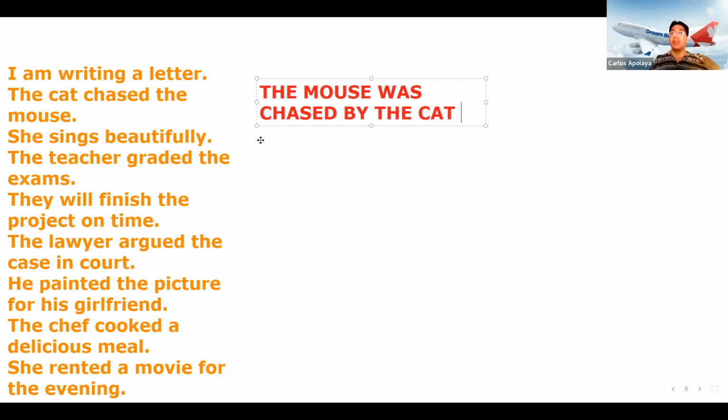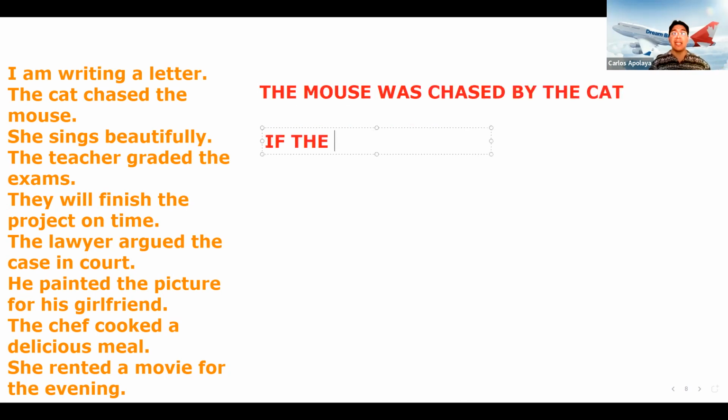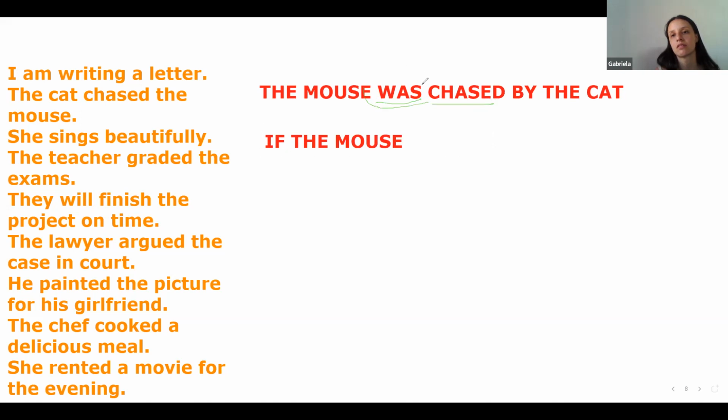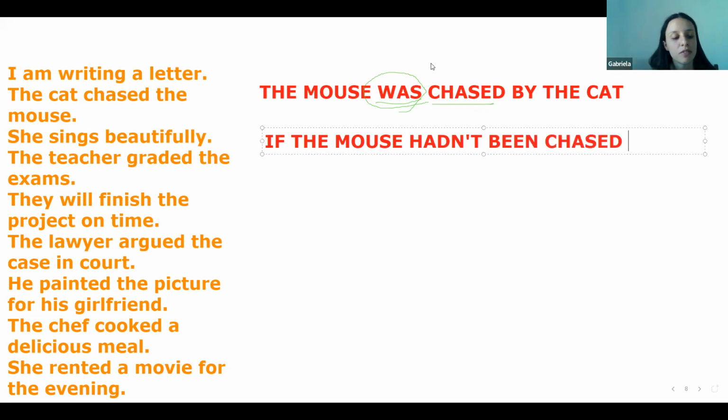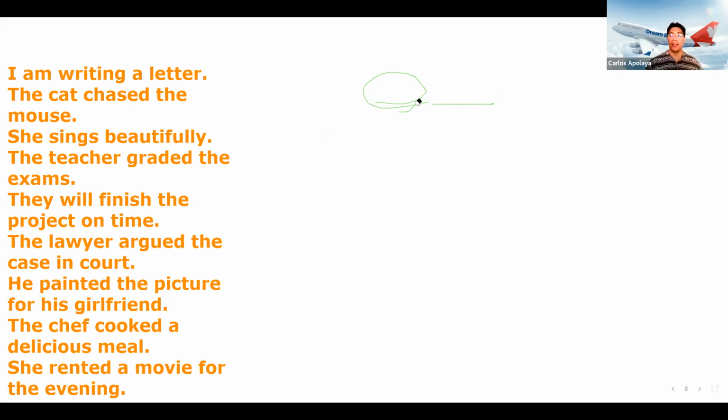Condicional, a ver, vamos a hacer una condicional negativa. If the mouse, ahora, ¿cuál es tu verbo acá, Gaby? Dime tu verbo, ¿es el was o el chase? El was es tu verbo. ¿En qué está? ¿En presente o en pasado? Pasado. Si está en pasado, lo pongo en pasado perfecto, afirmativo o negativo. Negativo. Hadn't been chased. ¿Pusiste esto? Sí. Perfect. Está perfecto. Siguiente. Next one. Good job.